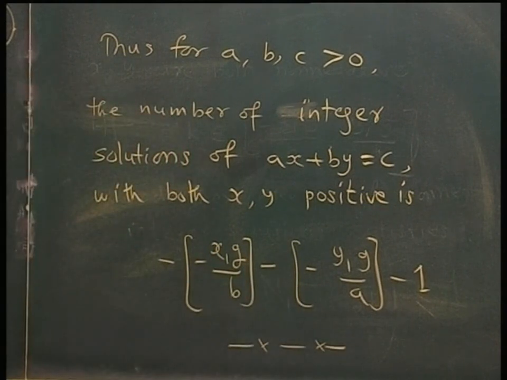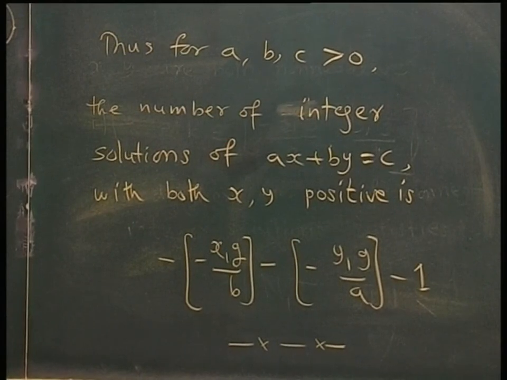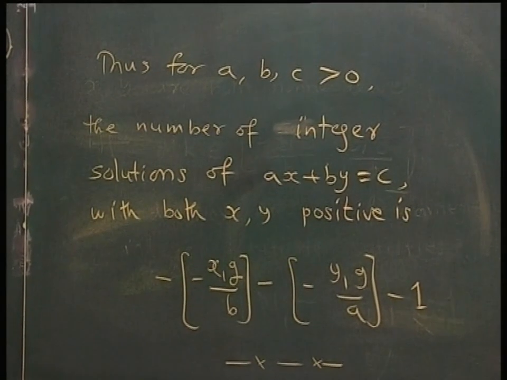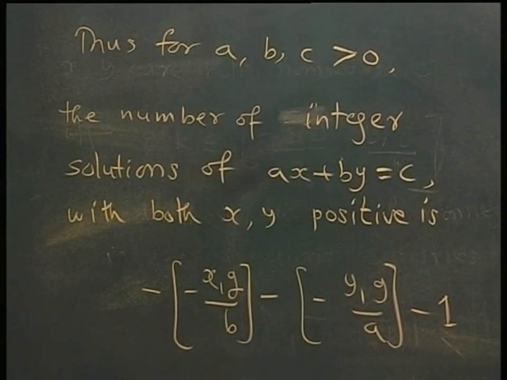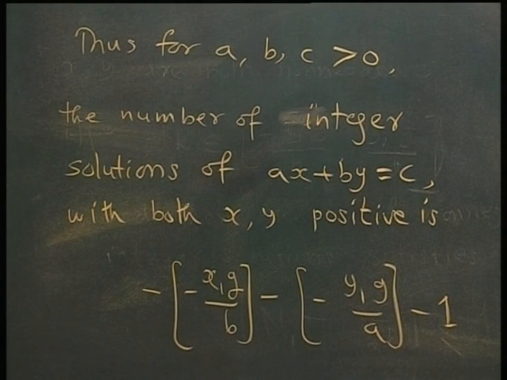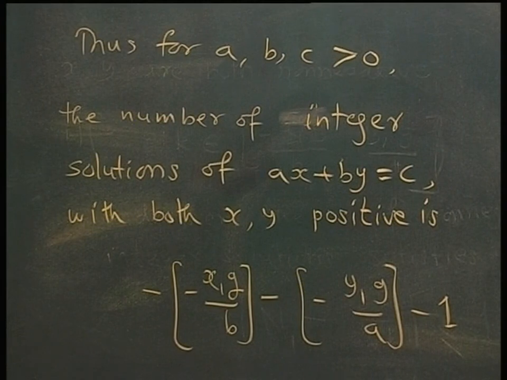So we have an approximate formula which differs from gc upon ab by at most 1, and this is the exact formula in terms of a known solution x1, y1. This is the number of positive solutions of the equation. You can also find the number of non-negative solutions in a similar fashion. So this is the linear Diophantine equation that we have studied.